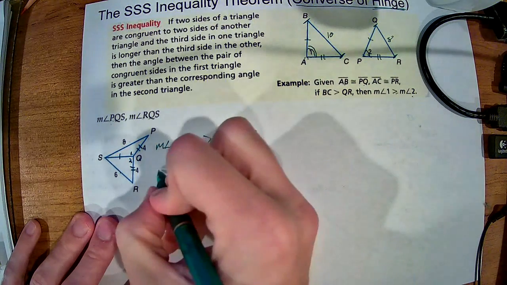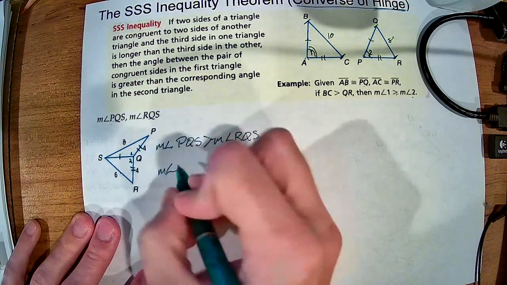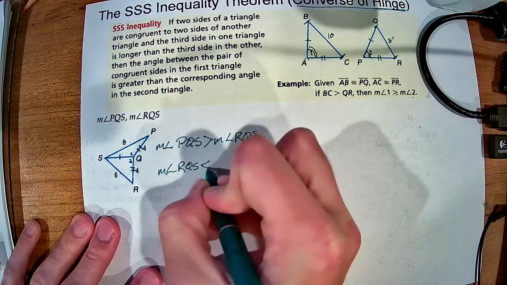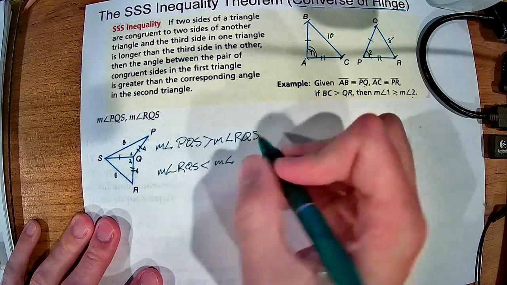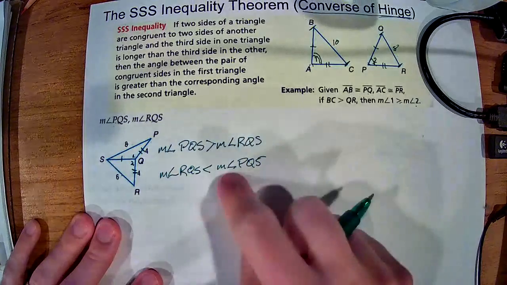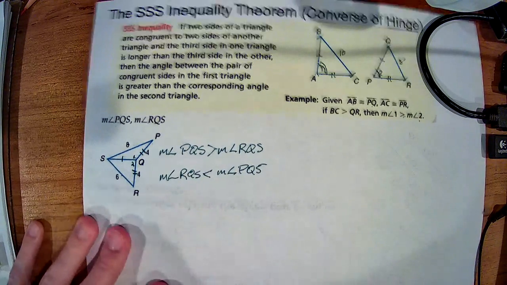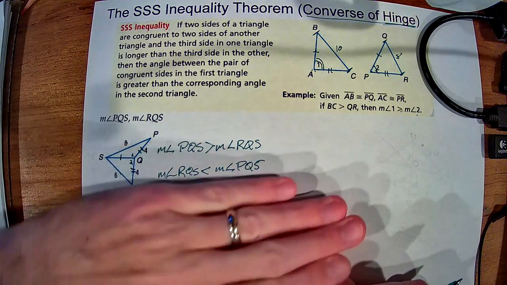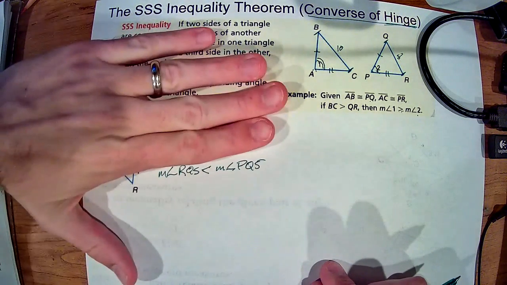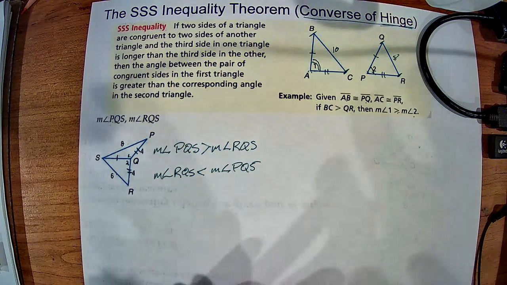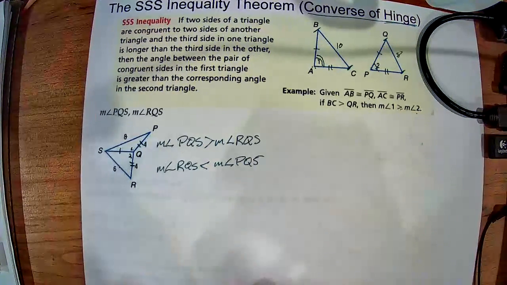And of course, the reverse is true as well. We could also say the measure of angle RQS is less than the measure of angle PQS. And again, either one of those answers would be deemed acceptable. Obviously, if it's a multiple choice situation, say on a quiz or something, I might only show one or the other. So you would need to know that both could work. But again, either one of those answers, say in a short answer situation, would be acceptable.